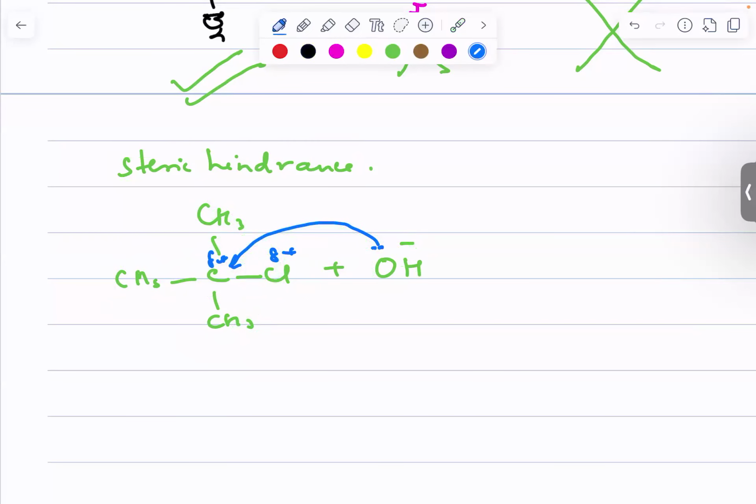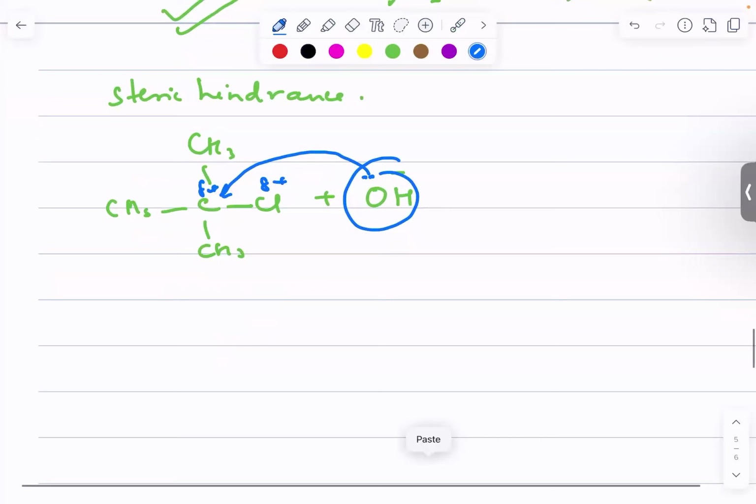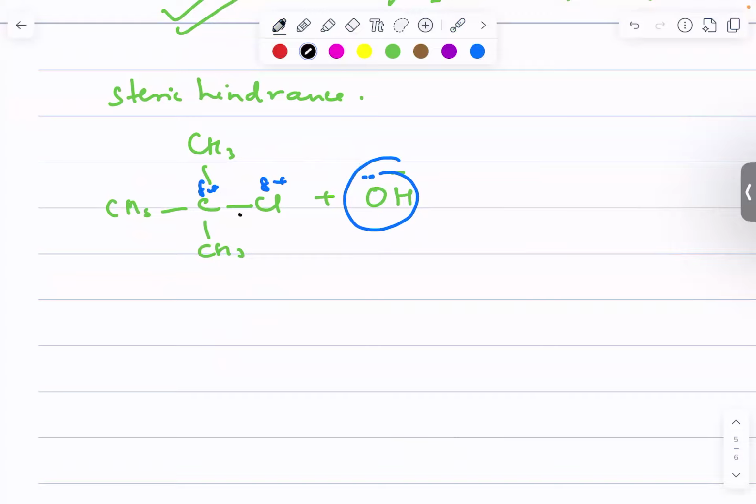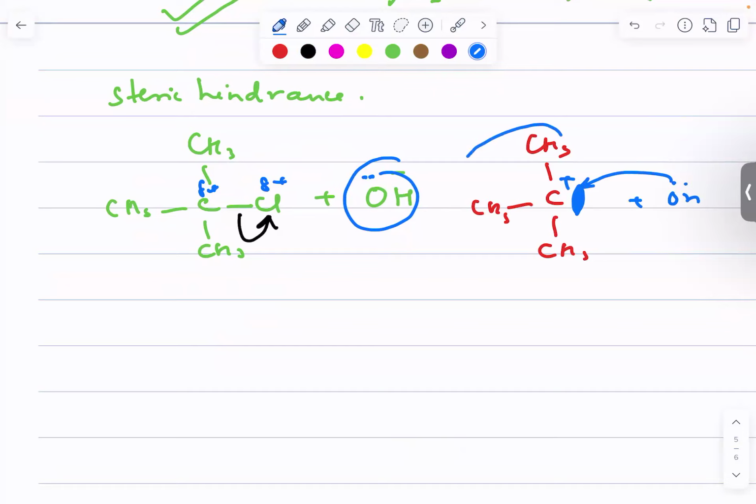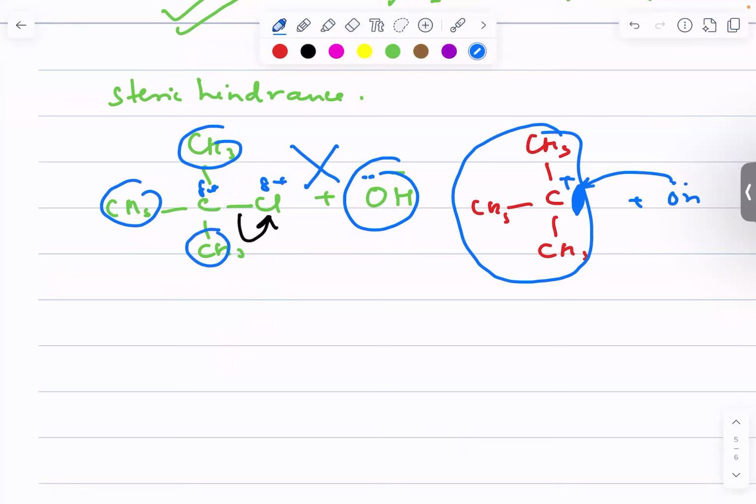So how does this OH approach the electrophilic carbon atom? First of all, before this, this bond gets broken, and then we get a carbocation like this. And now this side is open. Now OH can attack on this electrophilic carbon atom. So unless a carbocation is formed, the reaction will never happen. So this is called steric hindrance. Does it make sense? Yes.